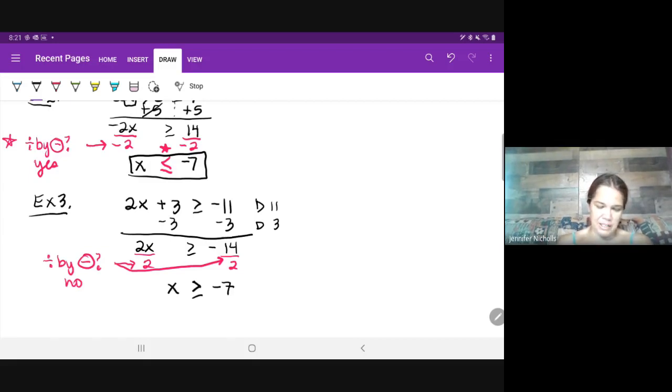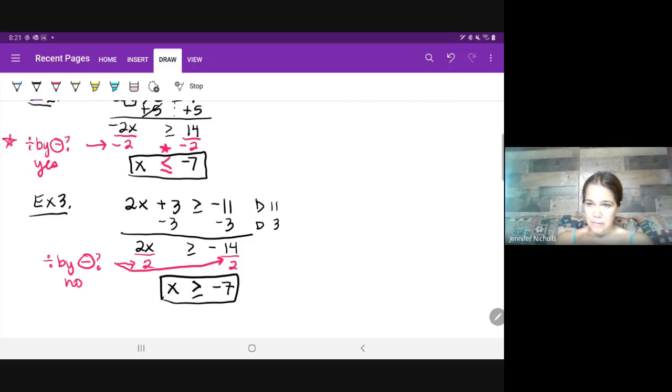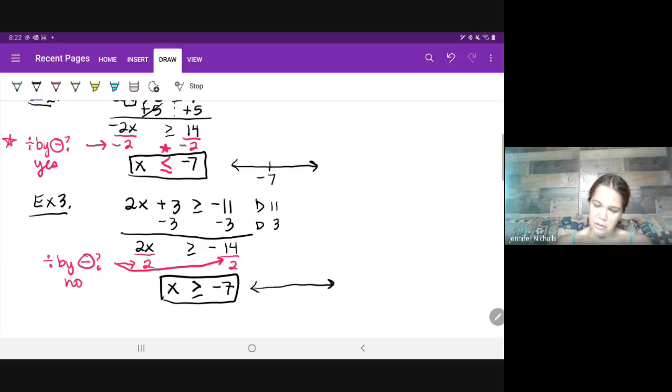Oh, and what did I forget to do on example 2 and example 3? What did I forget to do on both those examples? Yeah, I forgot to graph. Okay, so let's do a little graph. -7. Open circle or closed circle on these? Closed. Oh, and then remember we were writing less, so you could tell which one was the less than sign. Tess. Okay, Tess is not less. So less is to the left. And make your line thick.